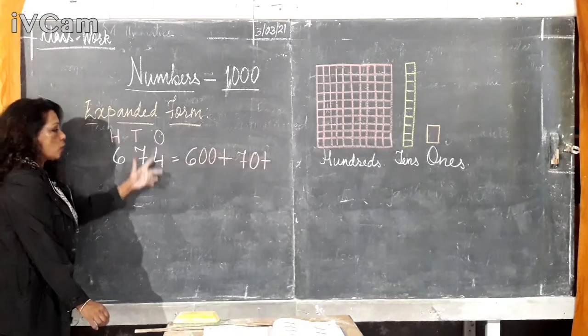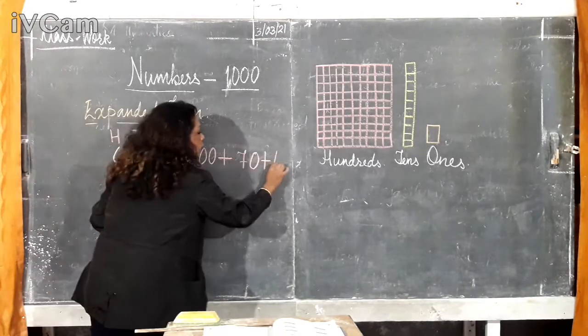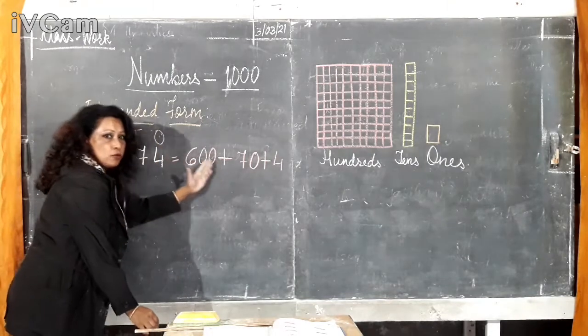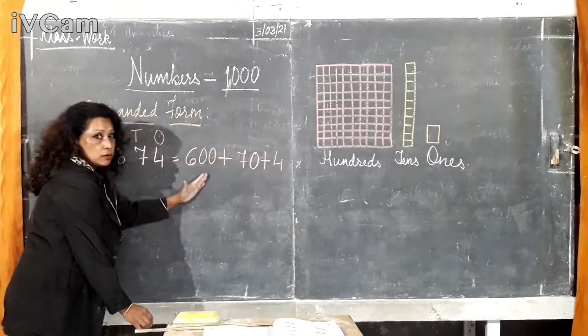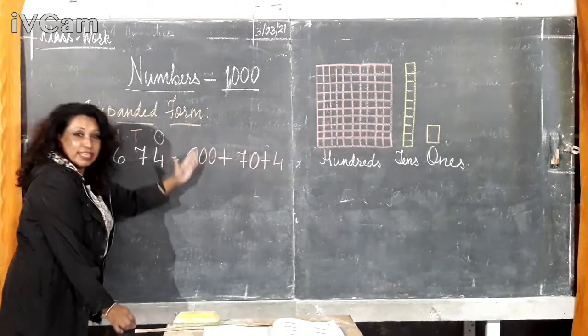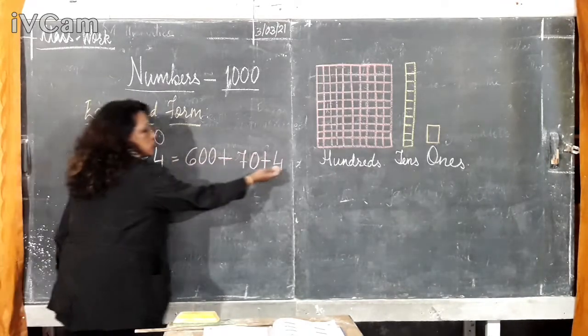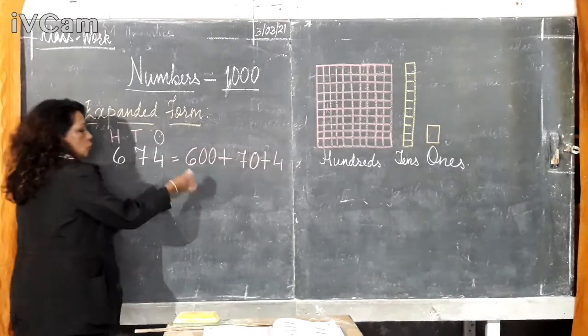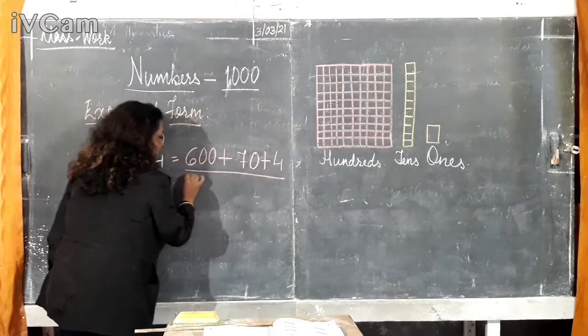What is the number under ones? 4. So you write 4 here, and after 4, after ones, do you have any more place value? Do you have any more number? No. Do you have another place value? No. Do you have another unit? No. So no 0. When you don't have anything after this number, no 0. Alright? So this is how you write the expanded form.